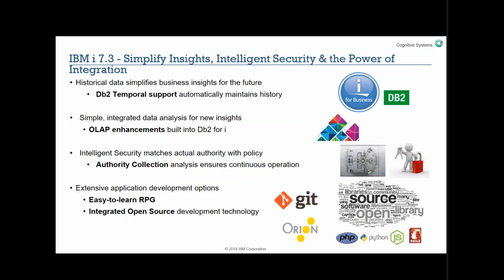DB2 temporal support is a neat thing that was in 7.3, which I'll talk about in the next slide. It's the ability to start maintaining data for tables and then go back in time and run queries. The third one there, authority collection, lets you actually see what people run traces on their system, to see how they are getting access to it. Maybe they have the right authority, but they're getting in a way that you didn't think they would. And then again, focusing on modernizing applications, RPG, and open source.